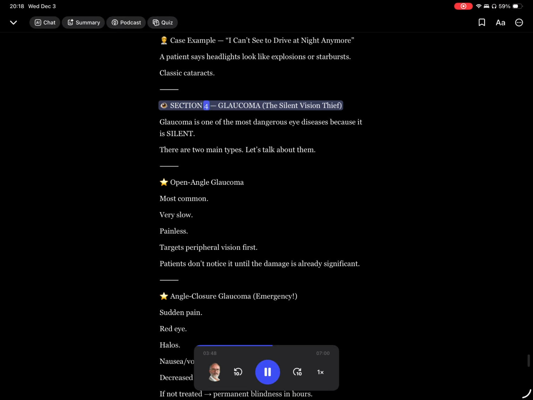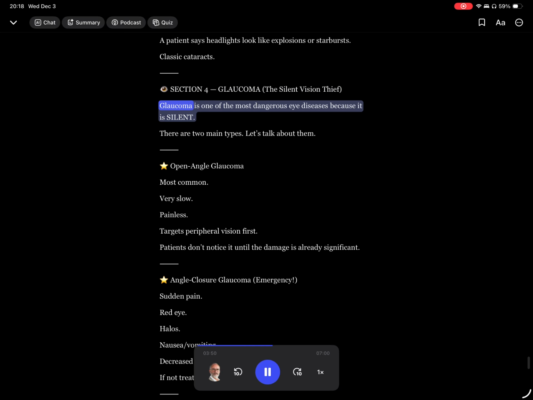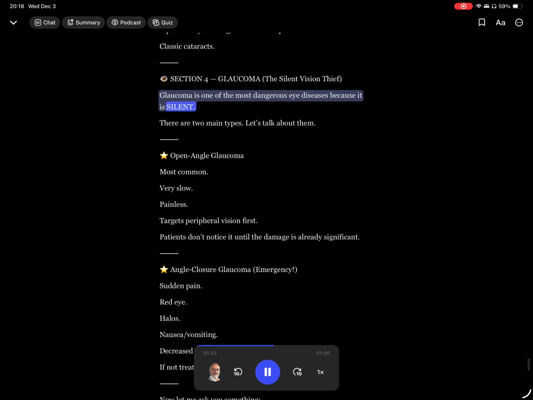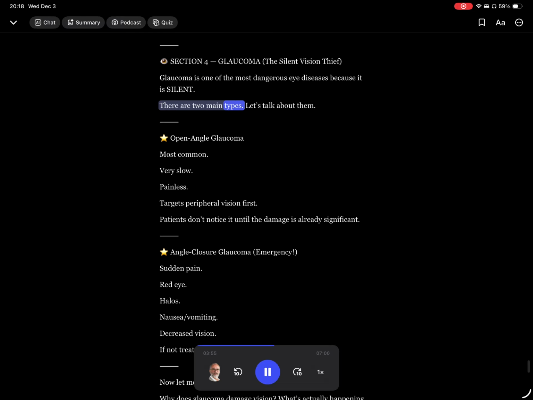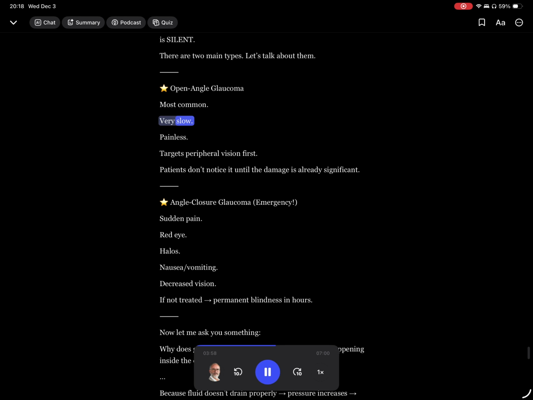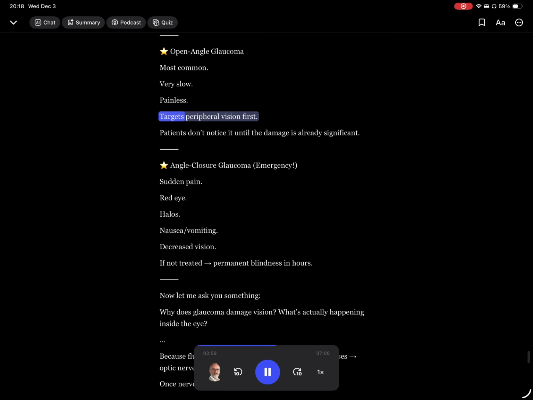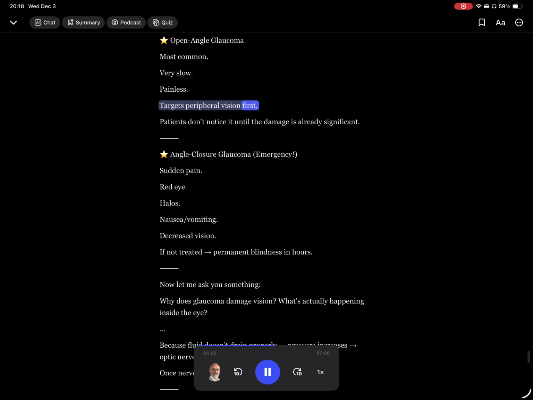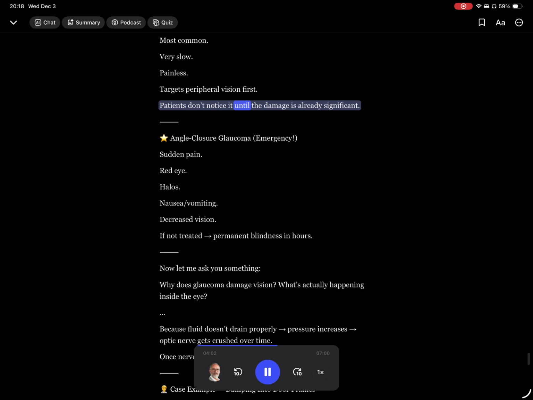Section 4. Glaucoma. Glaucoma is one of the most dangerous eye diseases because it is silent. There are two main types. Let's talk about them. Open-angle glaucoma, most common, very slow, painless, targets peripheral vision first. Patients don't notice it until the damage is already significant.